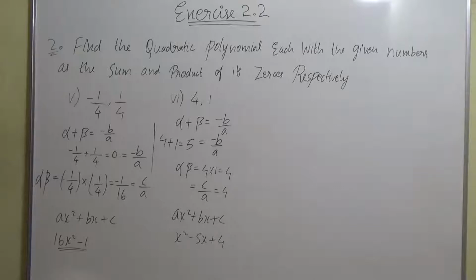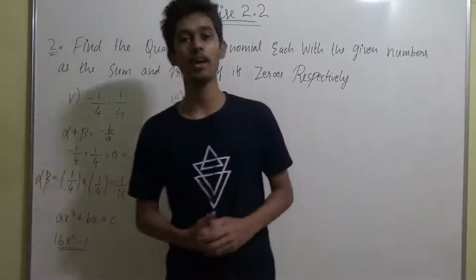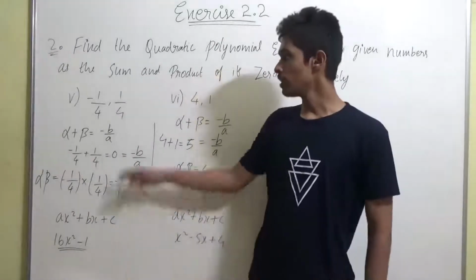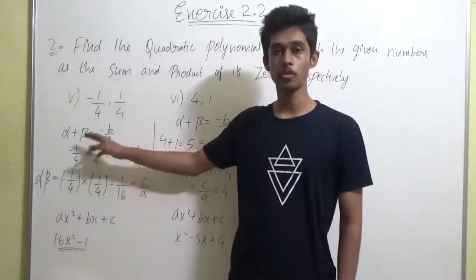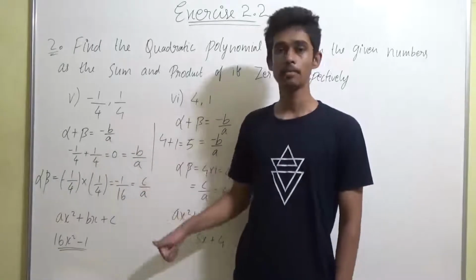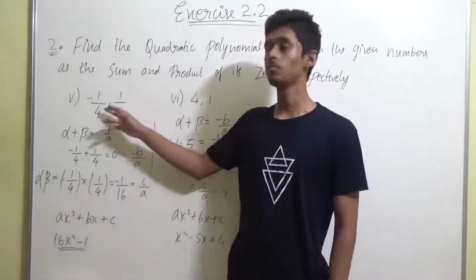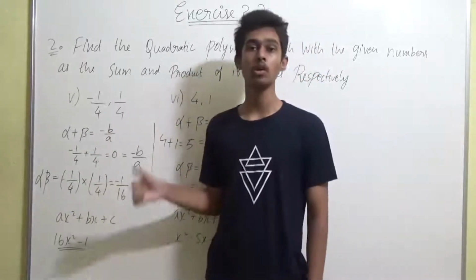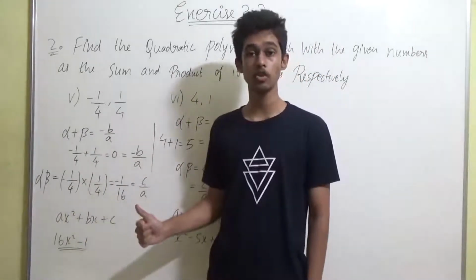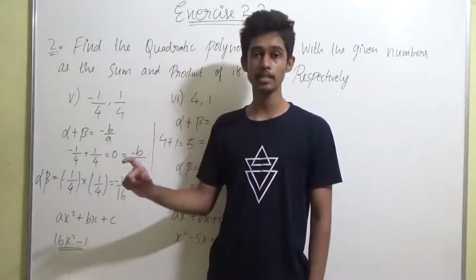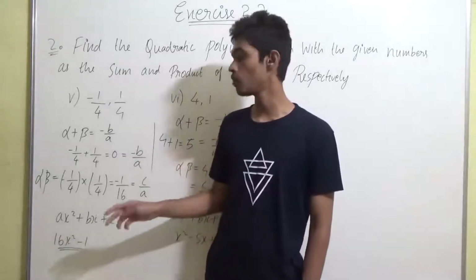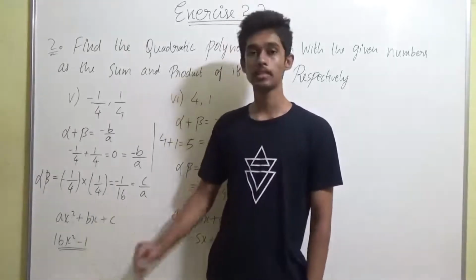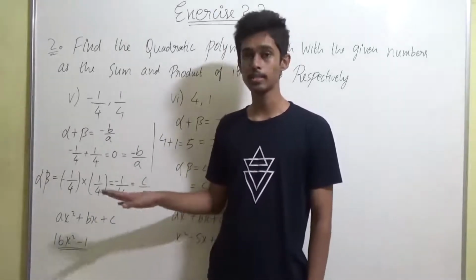Now in the 5th question, they have given us the values of alpha and beta as minus 1 by 4 and plus 1 by 4. When you add alpha plus beta, you will be getting minus b by a. Same as the previous steps, you have to add these two values, minus 1 by 4 and plus 1 by 4 gives us 0, which means minus b by a is equal to 0, which means the b term doesn't exist in this equation, which means it's going to be in the form of ax square plus c, something like this. So the b term doesn't exist, b is equal to 0, the term x doesn't exist.